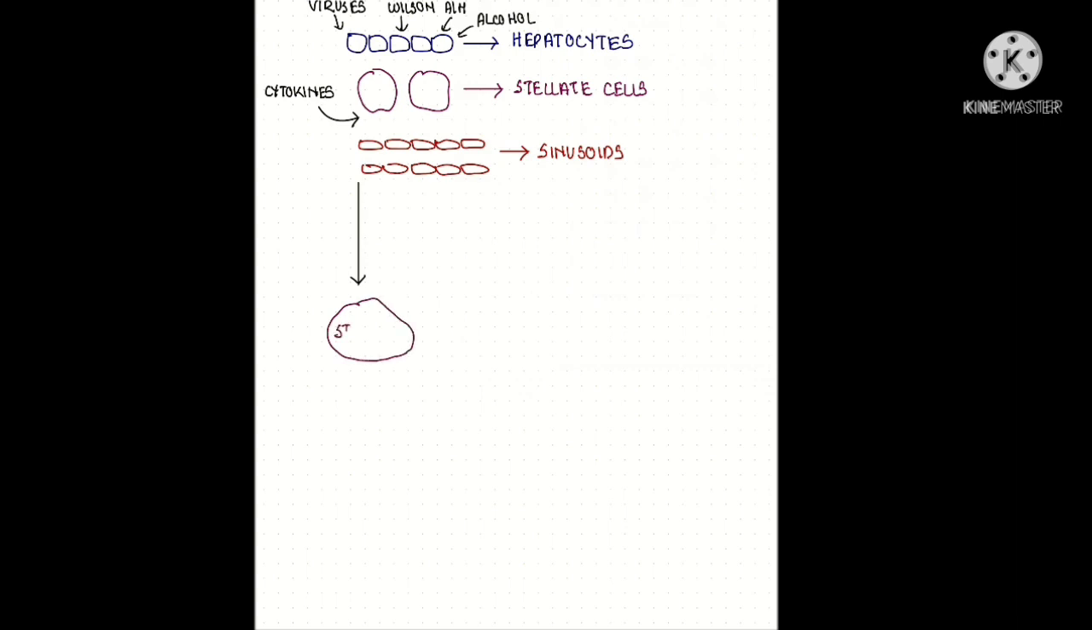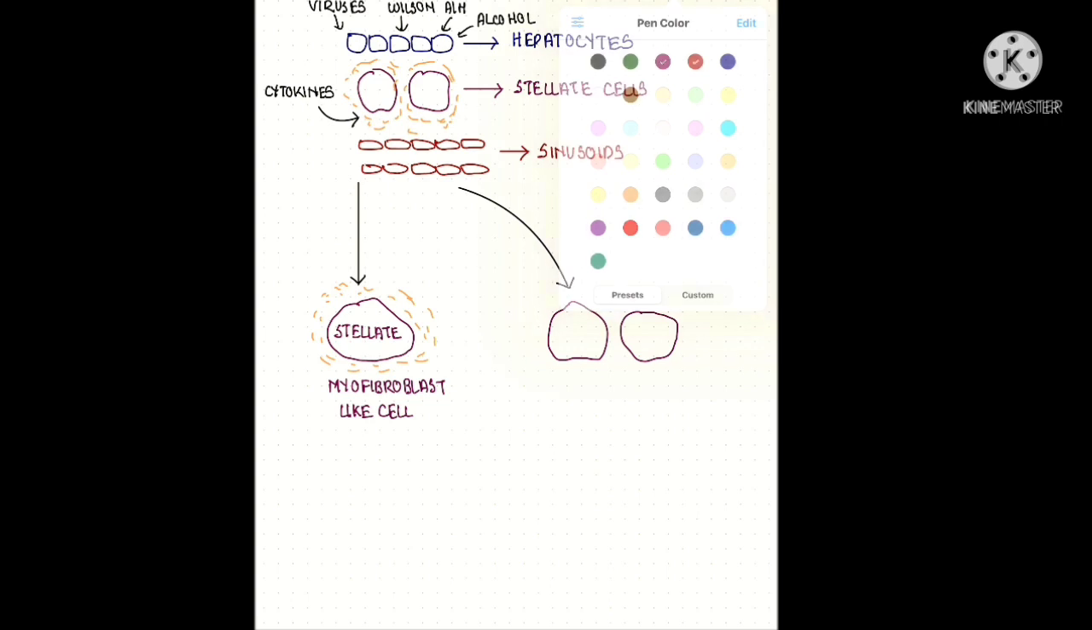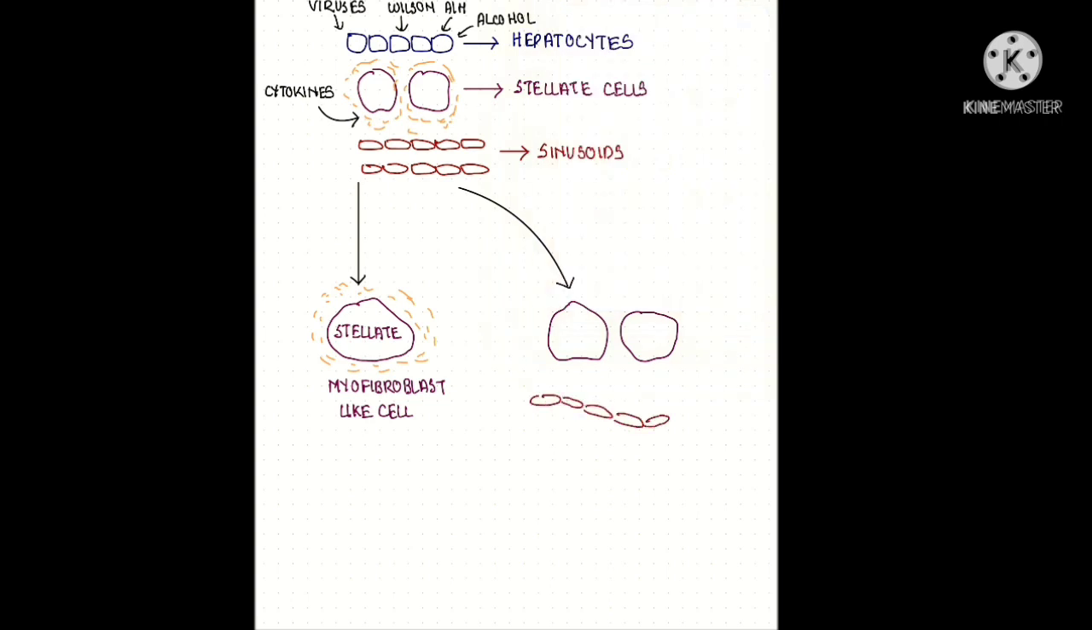So now these stellate cells, which originally store vitamin A, would transform themselves into a myofibroblast-like cell. So a myofibroblast-like cell is produced, which will now produce collagen. So this collagen now starts to accumulate around the stellate cells, and with time, depending on the degree of insult, the amount of collagen will be produced.